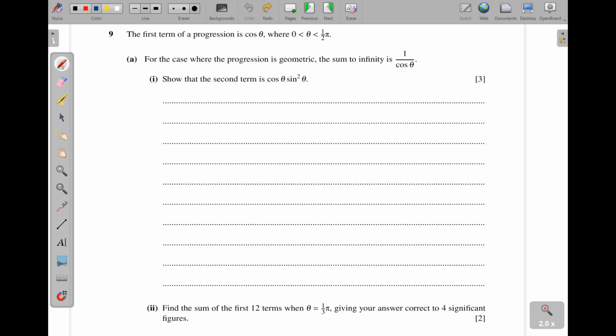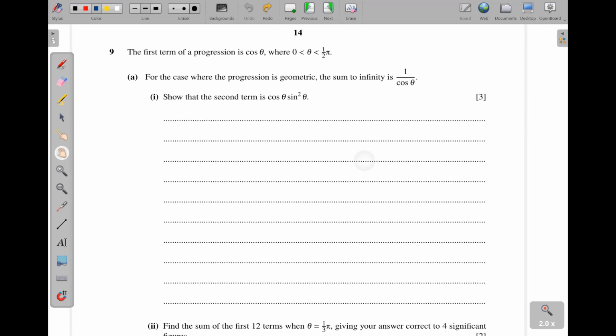Now this is APs, GPs, but then coupled with trigonometry. First of all, we have been given A being equal to cosine of theta. We know that sum to infinity of a geometric progression is A out of 1 minus R. So this one is equal to 1 over the cosine of theta. Okay, now we have our A as the cosine of theta, then out of 1 minus R, which is equal to 1 over the cosine of theta.